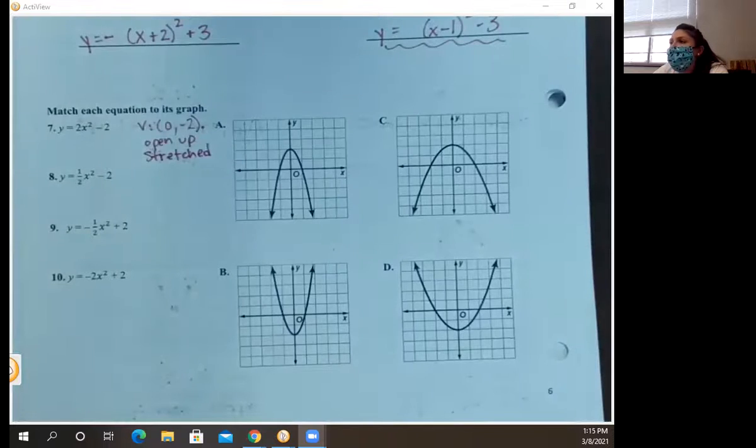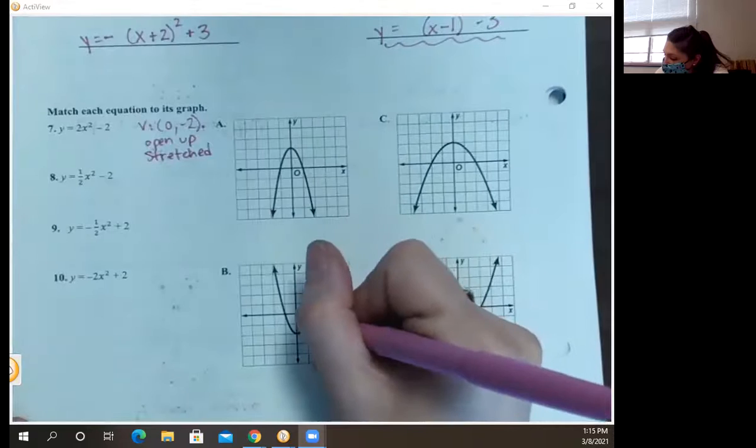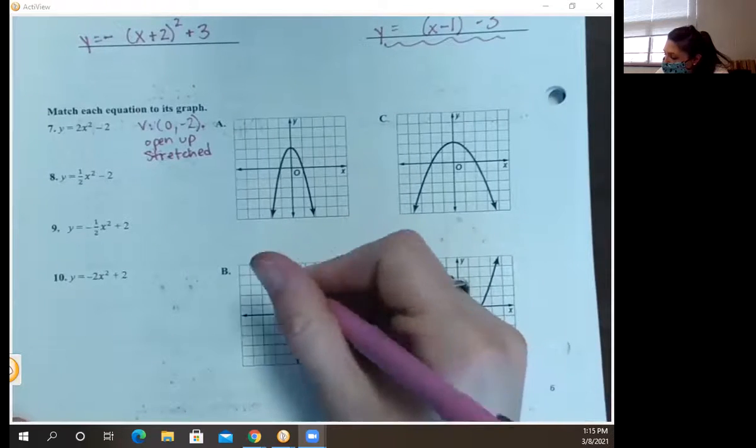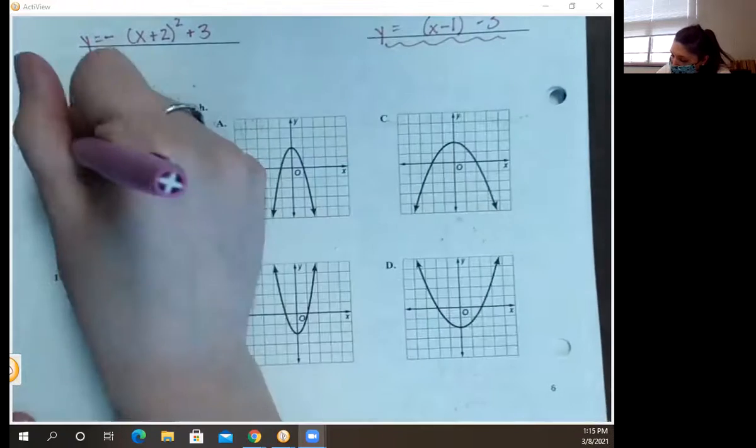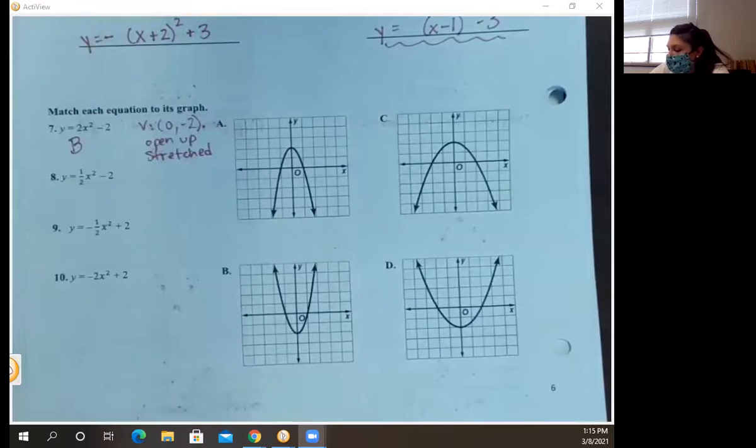Which of our graphs meet all of those criteria? Vertex at (0, -2), we open up and it's stretched, sort of narrower in here. B, yeah. Vertex at (0, -2), opens up and we're kind of narrower. So that's the function for graph B. I would like you now to try 8, 9, and 10. Match them to their graphs.